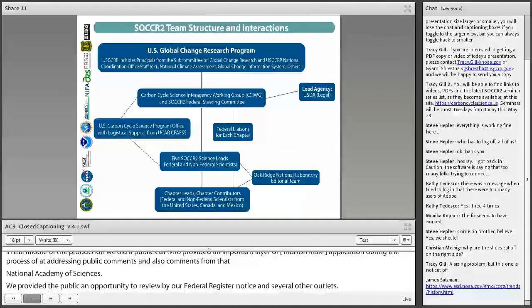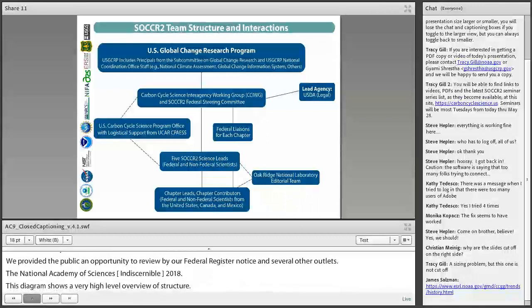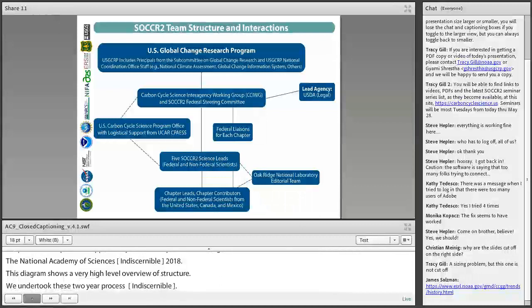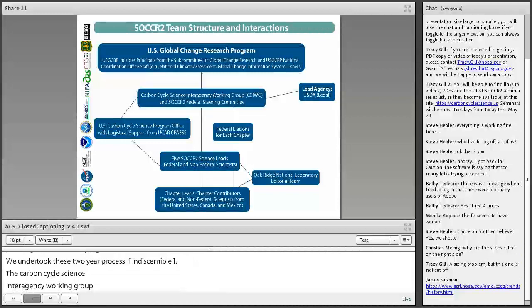This diagram shows a very high-level overview of the team structure. We undertook this 3-year process under the auspices of the U.S. Global Change Research Program, with the Carbon Cycle Interagency Working Group as the lead interagency body, and with USDA as the lead agency for legal and administrative purposes. The U.S. Carbon Cycle Science Program Office, which I'm in charge of, led the coordination efforts among the different entities, which also included Oak Ridge National Lab editors who took charge of copy editing throughout each of the drafting phases, and also produced the final PDFs.